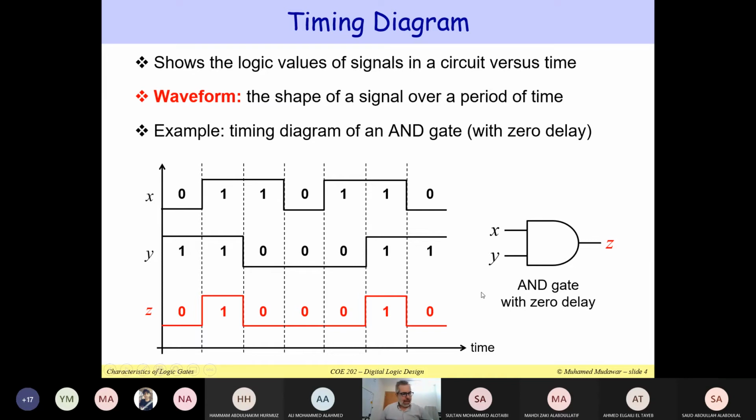So the inputs here are X and Y. These are the inputs of this AND gate, and this is my output Z. Now, X and Y, their values are going to change over time. Suppose that initially X is equal to 0, then at a certain moment in time, X is going to jump from 0 to 1. Later, X is going to drop from 1 down to 0, and so on. So X is changing over time. We call this the waveform. The waveform is the shape of a signal over a period of time.